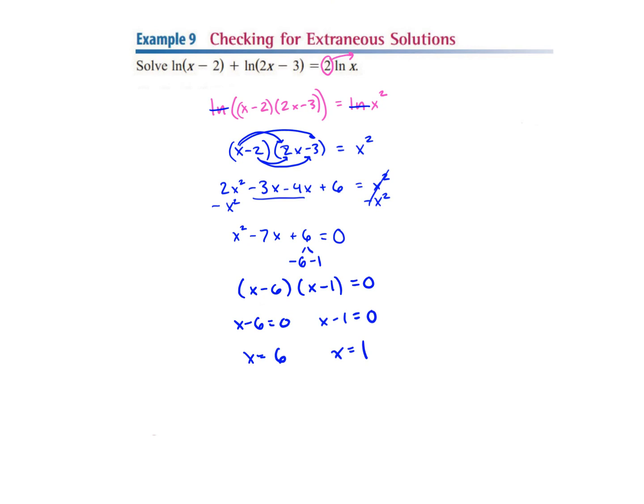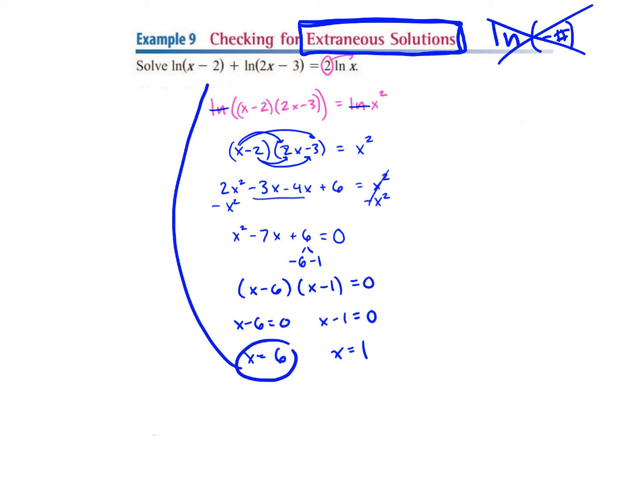For this one, since we got two answers, we have to check for extraneous solutions. You cannot take the log or the ln of a negative number. A negative number, not possible. Can't do it. If you tried to do it in your calculator, it wouldn't work. So what I want to do is plug 6 into all the ln's here. So here, here, and here. And see if it gives me a negative number. Because then I'd be taking the ln of a negative, and you can't do that. So you have to check both. Then we'll check 1 next.